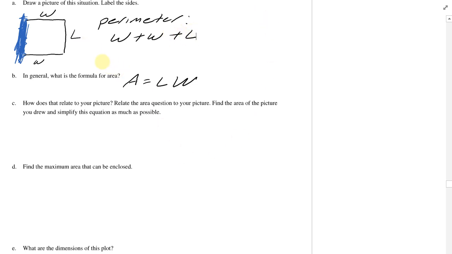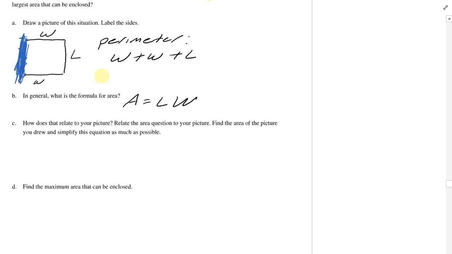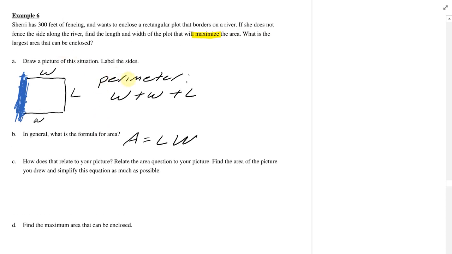Now, what do I know about the perimeter? Well, the perimeter is really based off of how much fencing I have. And how much fencing do I have? I have 300 feet of fencing. So all of this has to add up to 300 feet. And I can rewrite this as 2W plus L equals 300.